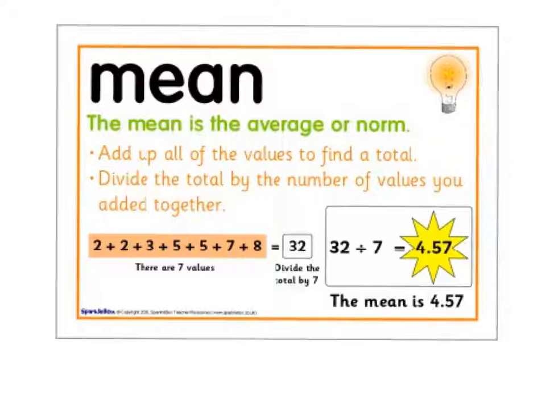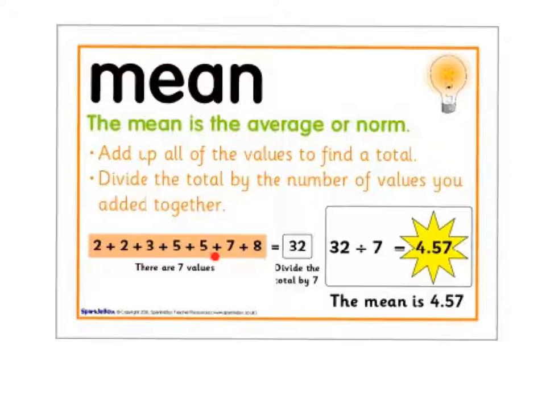Now remember, the mean is the average or the normal. To find the mean of your data, you're going to add up all of the values to find a total, and then you're going to divide that total by the number of values you added together.